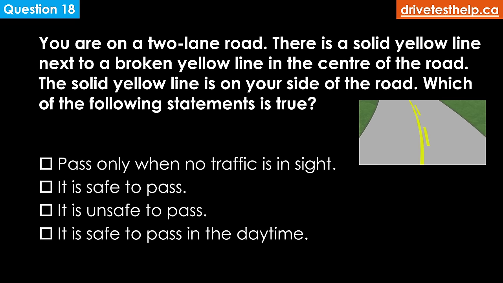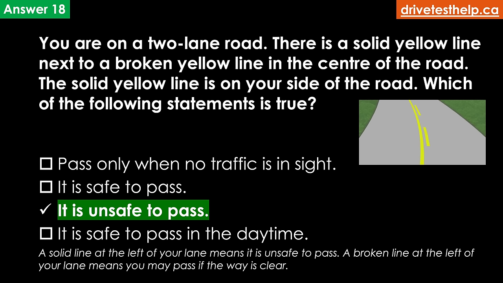A solid line at the left of your lane means it is unsafe to pass. A broken line at the left of your lane means you may pass if the way is clear.